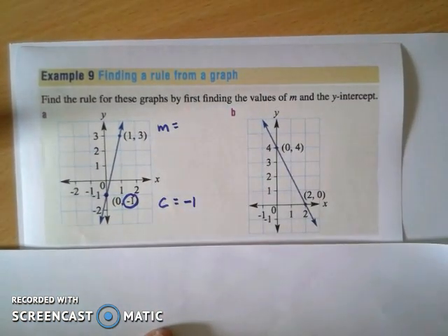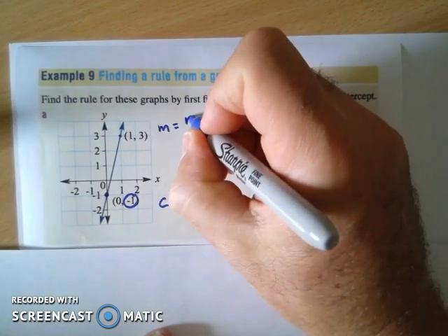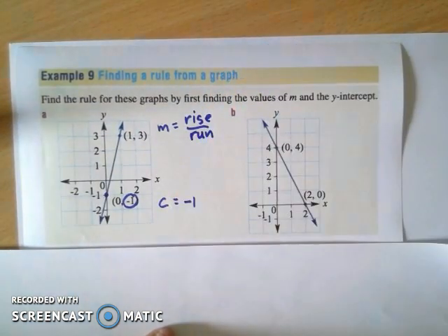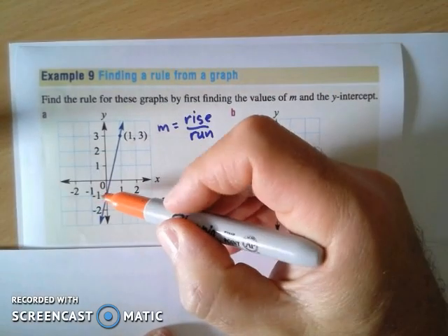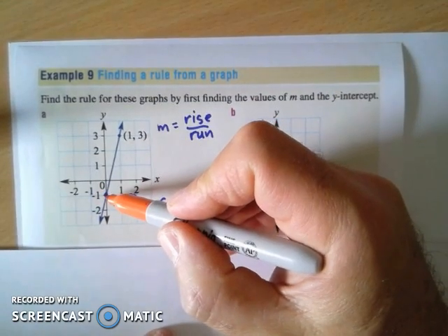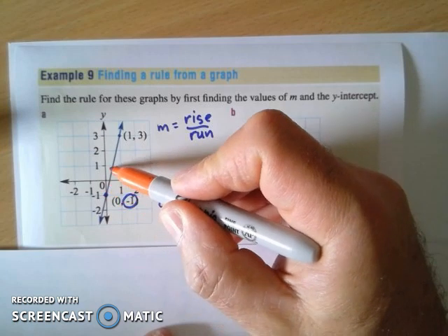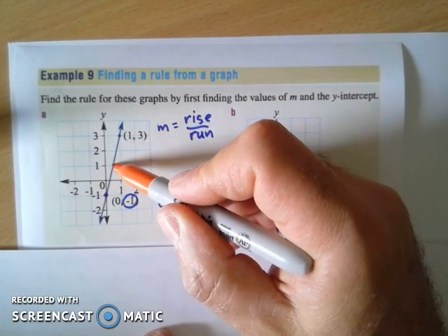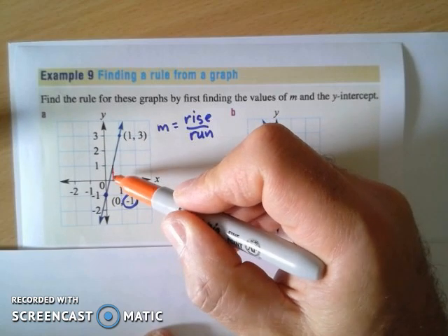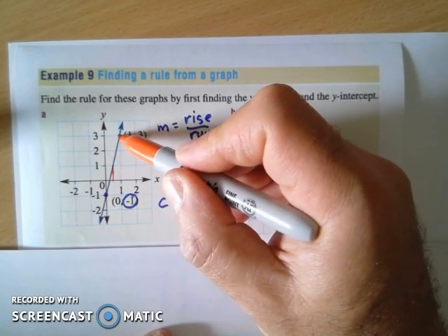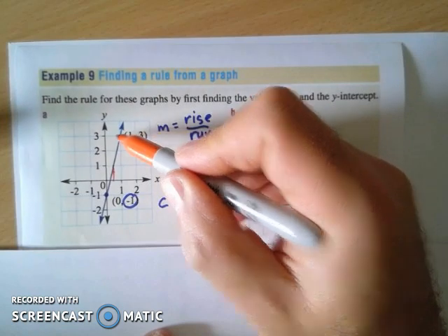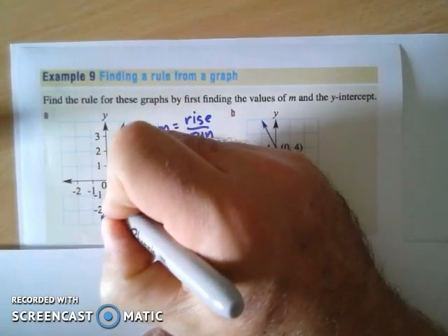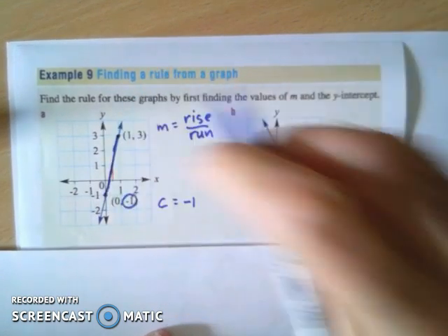Okay, now I need to find the gradient. My gradient is rise over run. So what I'm going to do is I'm going to move to my first point, my y-intercept. I'm going to choose a value where it intercepts some whole numbers. So if I go there, I won't be able to see what this value is. So I'll go to a point where it intercepts on integers. And I'm going to say, I want to know what is the gradient of the line between those 2 points.